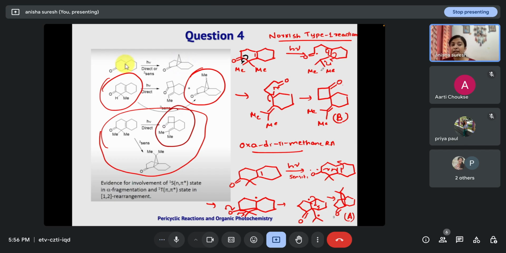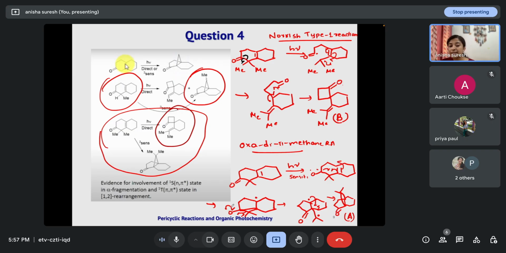And in the second case, the product that is formed is this one. So how is it taking place? It is undergoing an oxadi-pi-methane rearrangement. So in the presence of a triplet sensitizer, this carbonyl is getting excited and it will form an oxygen radical and a carbon radical. Then that carbon radical can react with this alkene, resulting in the formation of a cyclopropane, and here a new radical will be generated.